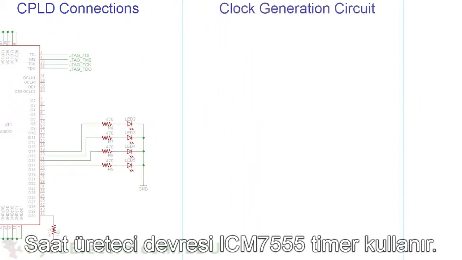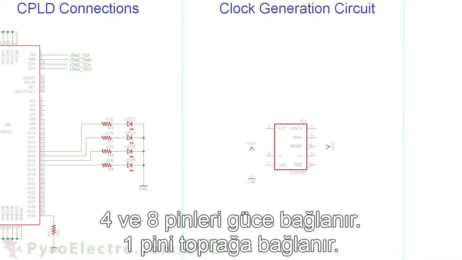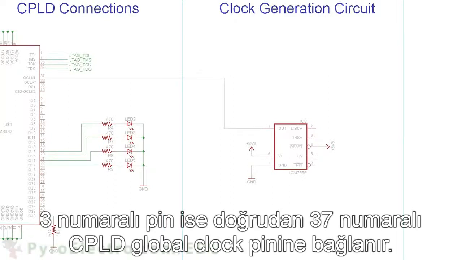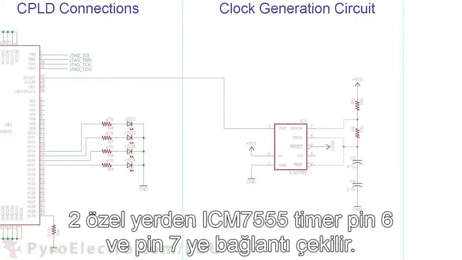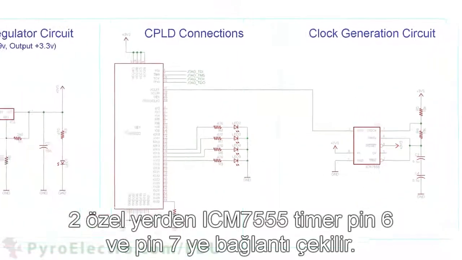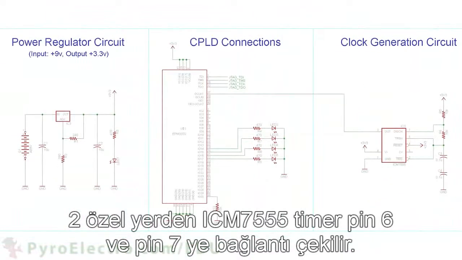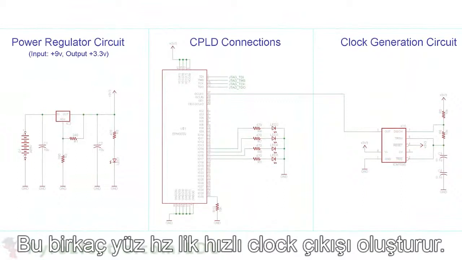The clock generation circuit uses an ICM 7555 timer. Pins 4 and 8 go to power and pin 1 to ground. Pin 3 outputs directly to the CPLD's global clock pin 37. Then we use two 10 kilo ohm resistors and two 0.1 microfarad capacitors connecting in series from power to ground. We pull from 2 specific spots and connect to pin 6 and pin 7 of the ICM 7555 timer. This will create a fast clock output of a few hundred hertz.